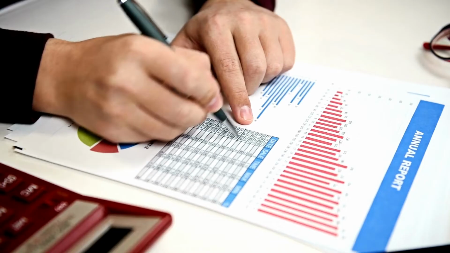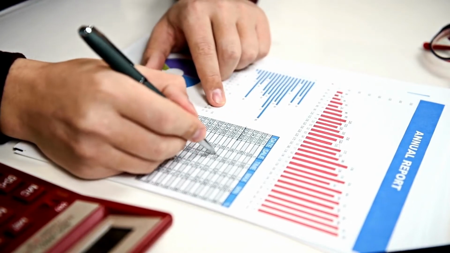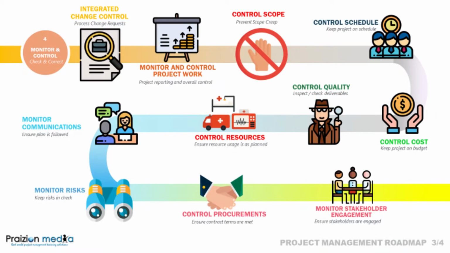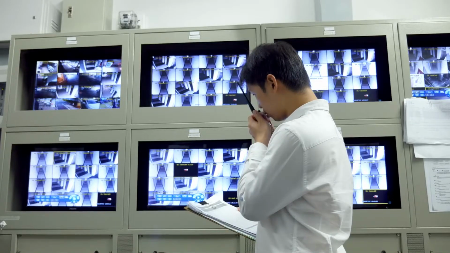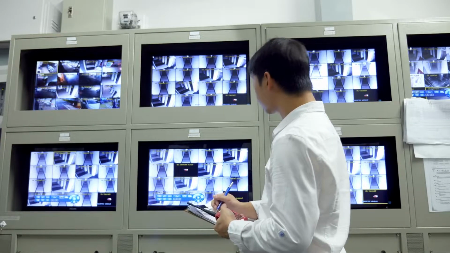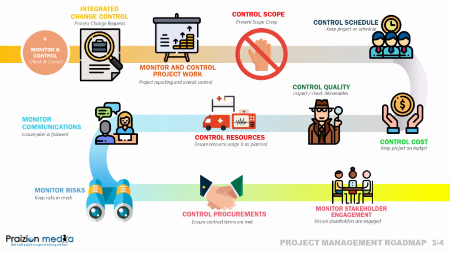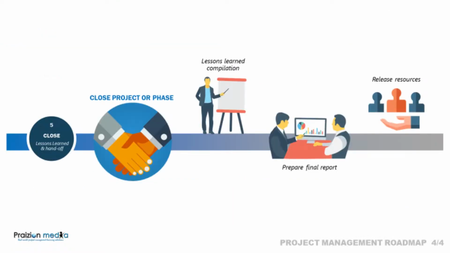Then we move into monitoring and controlling, which actually happens simultaneously. In monitoring and controlling, we manage changes, we create reports, we control scope and schedule and cost, quality and resources, communications and risk are monitored, we control procurement, and we monitor our stakeholders' engagement. And last but not least, we move into closing out the project or phasing the project.